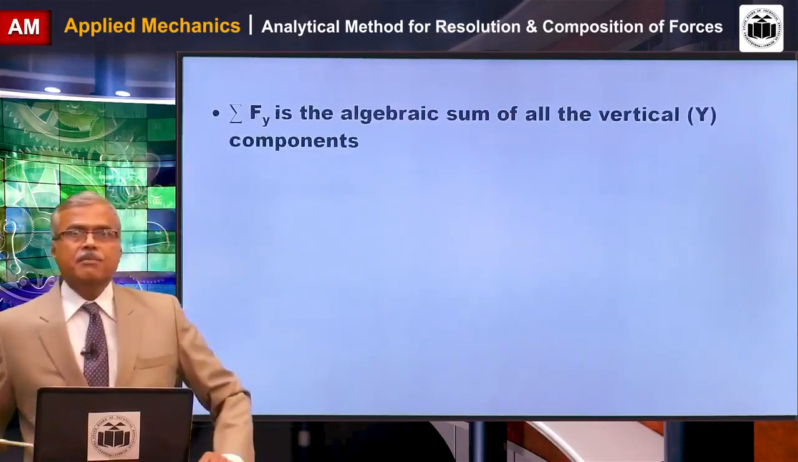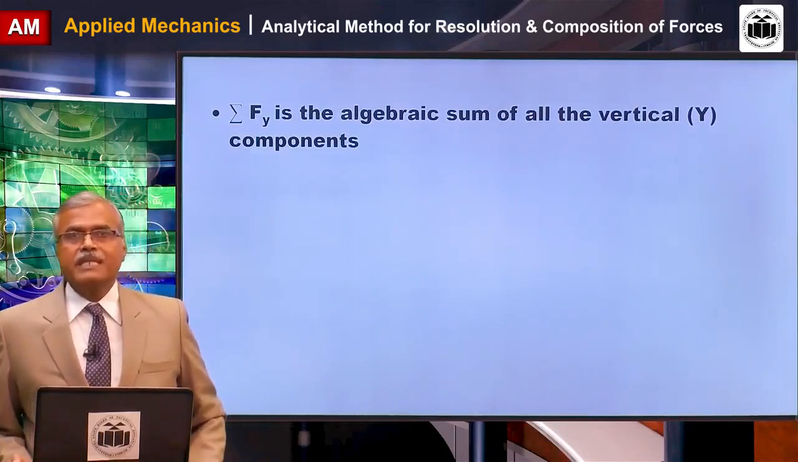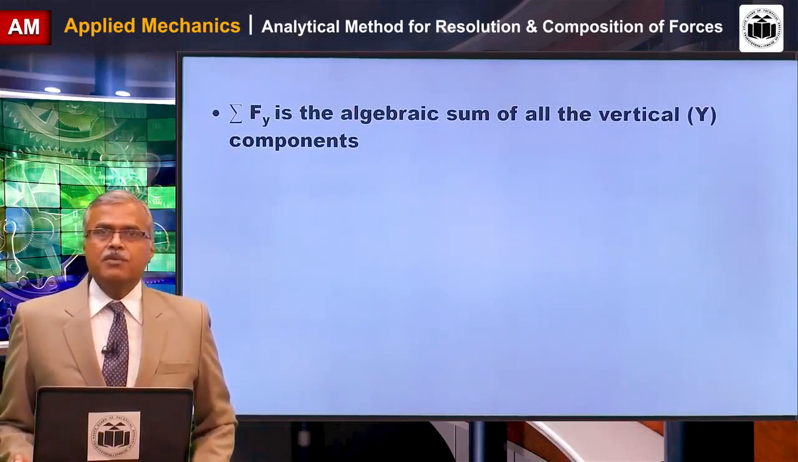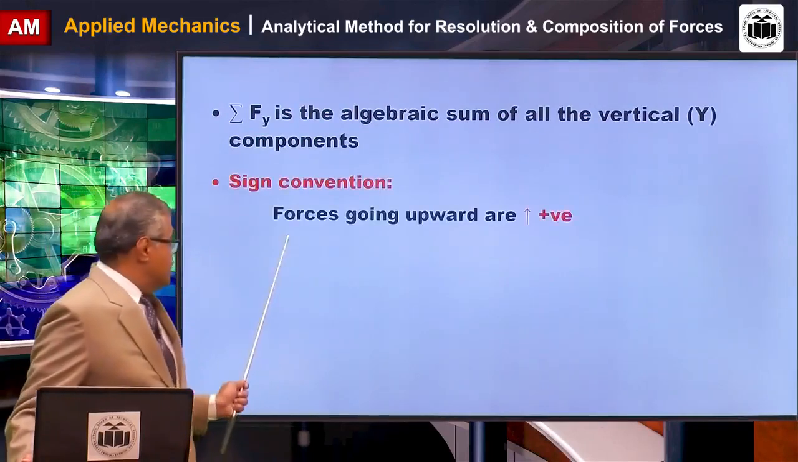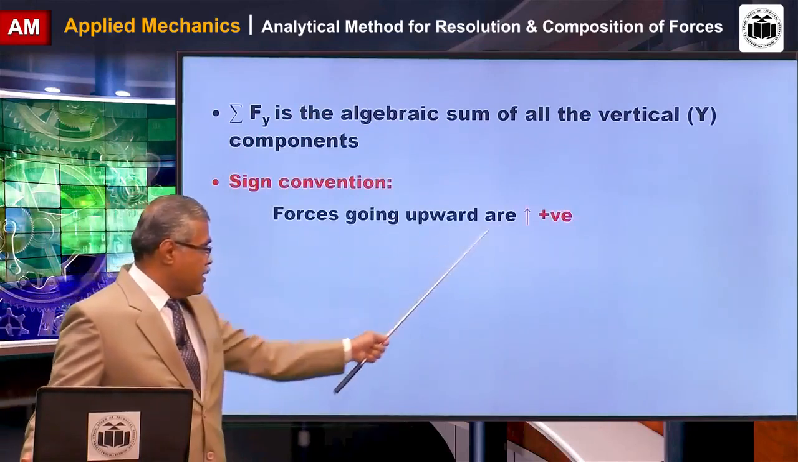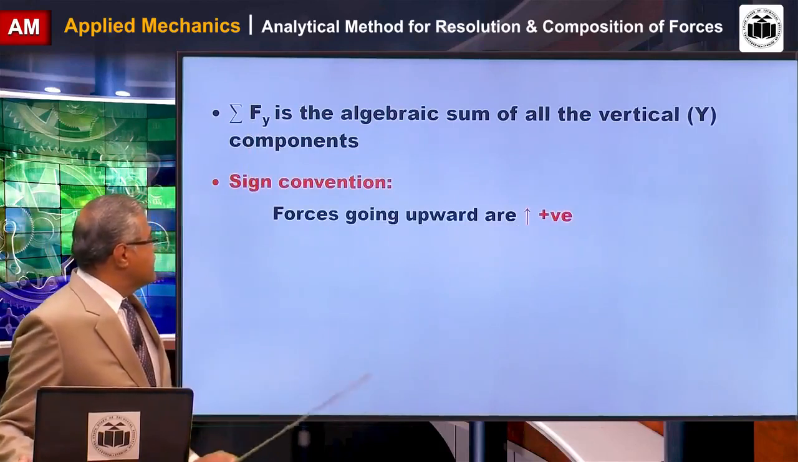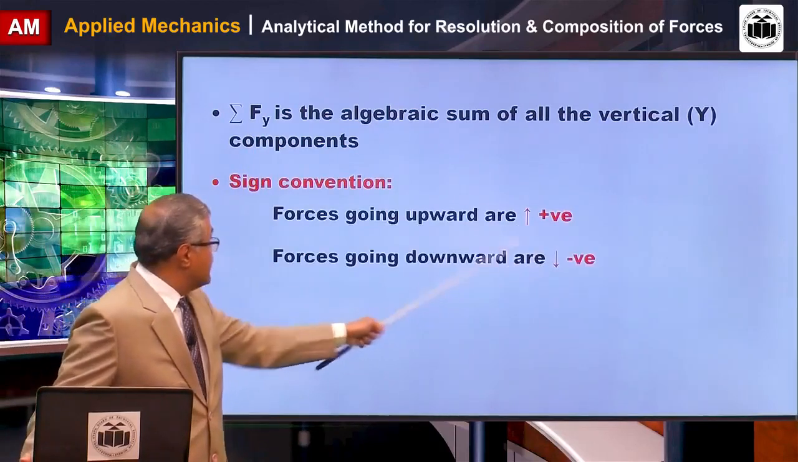Similarly, summation Fy is the algebraic sum of all the vertical components, that is in the y direction. Again, algebraic means we have to use positive and negative signs depending upon the direction of the force. Forces going upward are considered positive in finding summation Fy. Forces going downwards are considered negative.